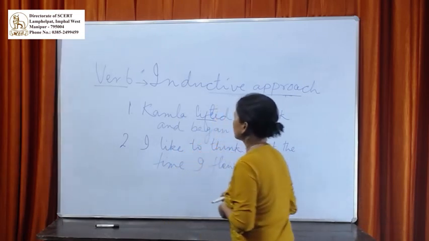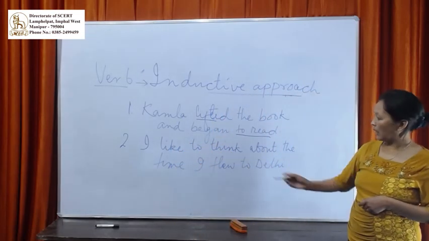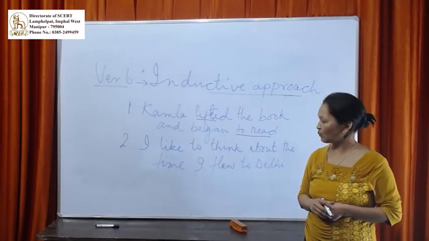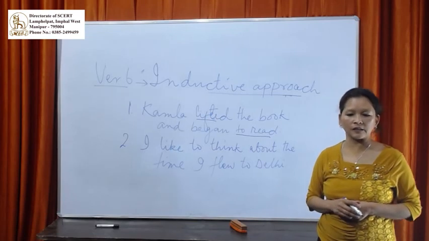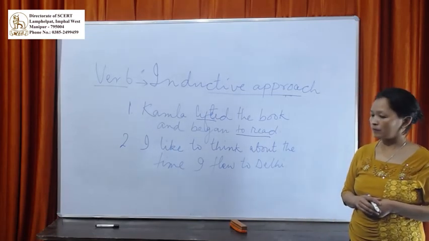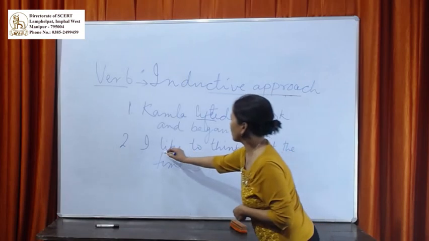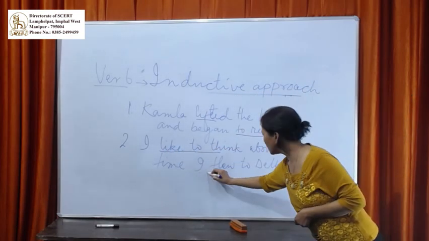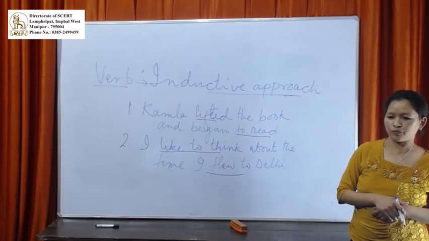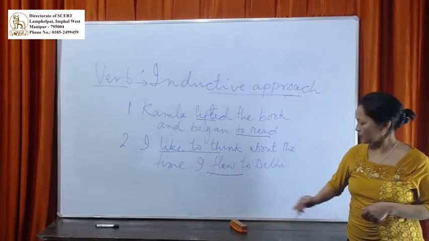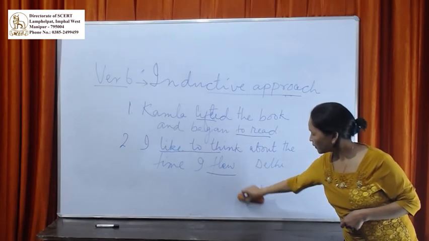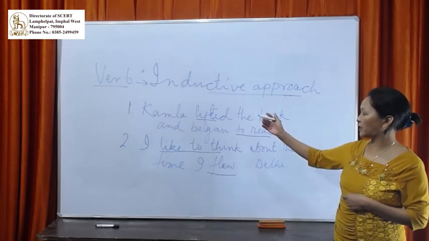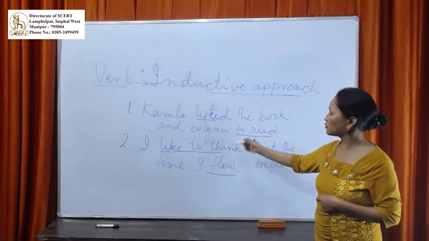I like to think about the time I flew to Delhi. Where are the verbs in this sentence? Like, to think. I flew to. I like to think about the time I flew to Delhi. Look at the differences between these verbs.